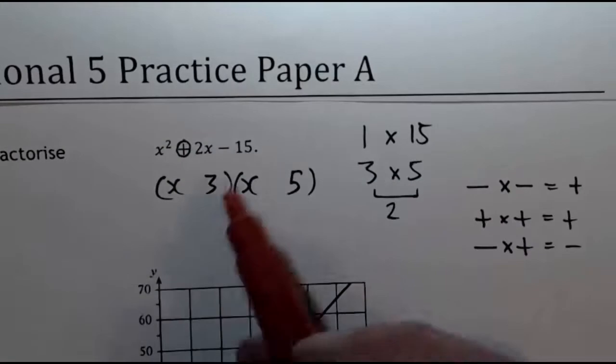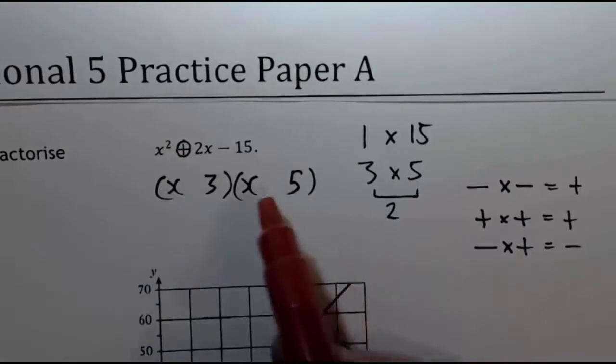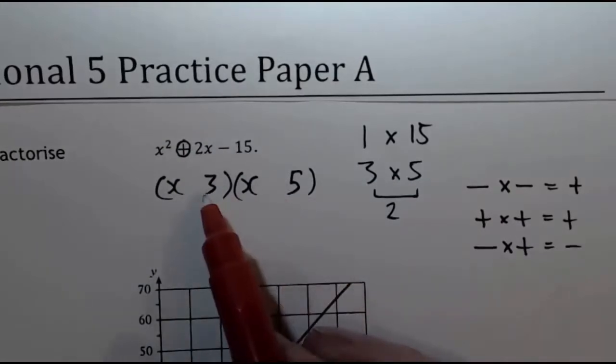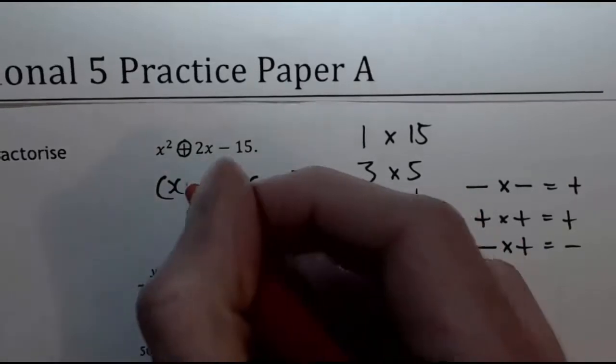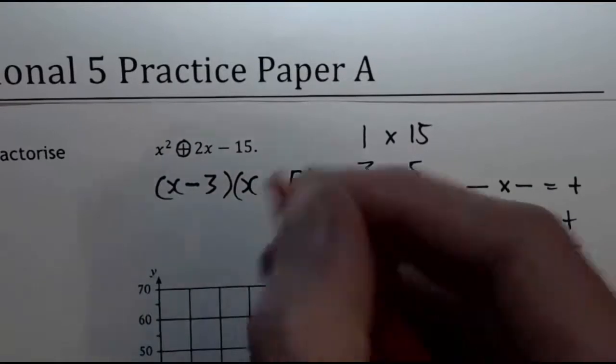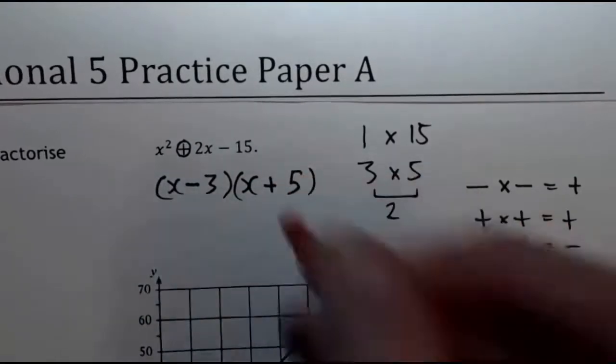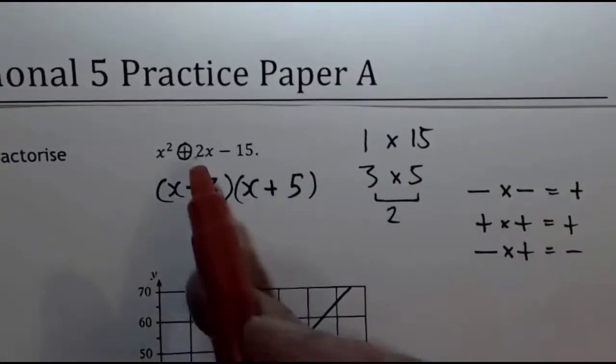Okay, so what we have to think of is what's the sign here. So that's a positive. So if you think about it, if we take 5 and subtract 3 from it, that can give you positive 2. Okay, so if you subtract 3 away from 5, then that gives you 2.